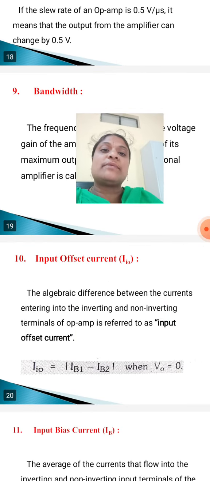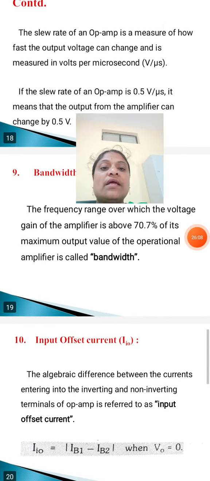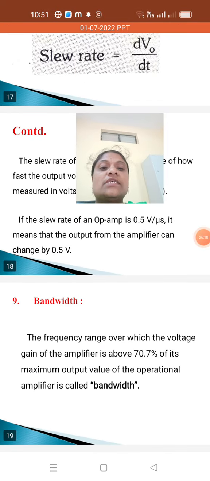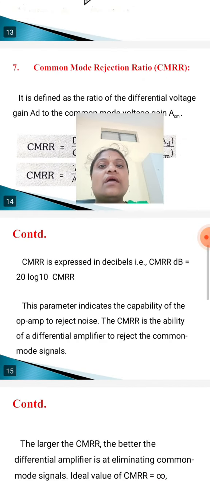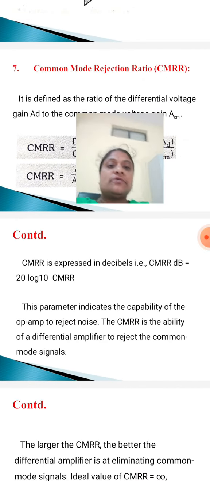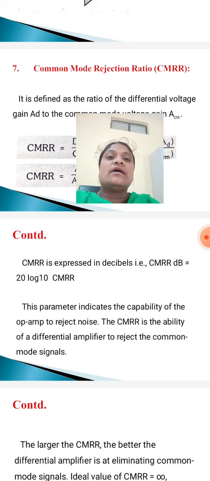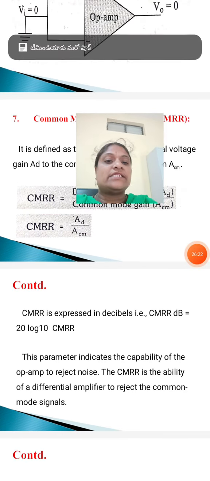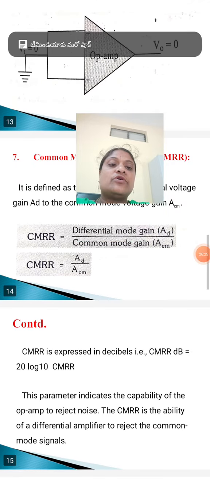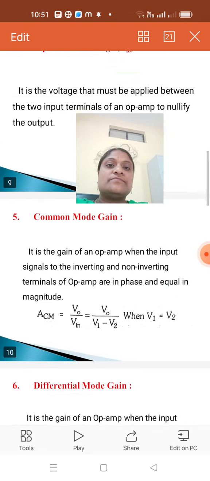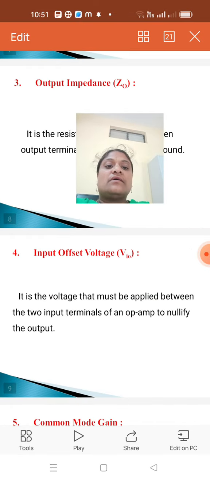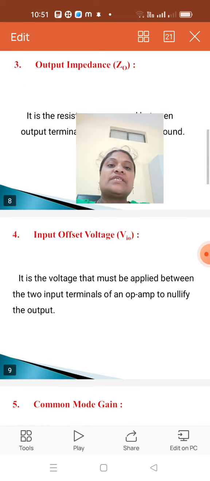Another question may be asked: define bandwidth. Next question may be: write short notes on common mode rejection ratio. And another question may be asked: what is the functioning of input offset voltage?